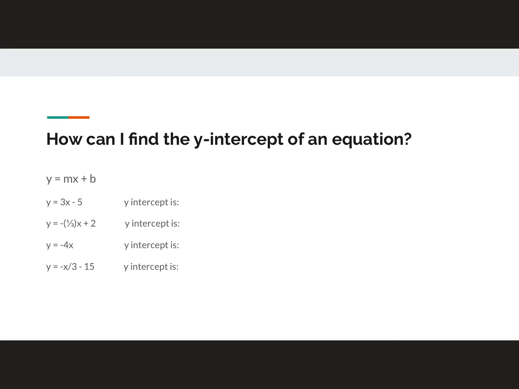So let's start first. How can I find the y-intercept of an equation? So we know that most equations for functions are written in this format, which is called slope-intercept. This is our slope, or our rate of change, m. This right here, b, I always say it's the beginning. It is our y-intercept. It's whatever's being added or subtracted. Notice that this is adding.